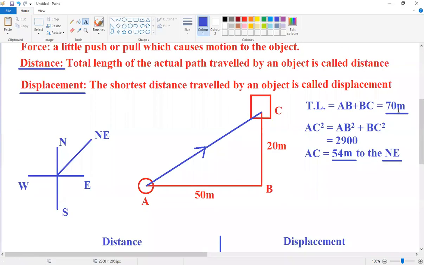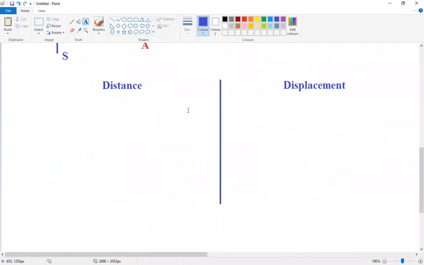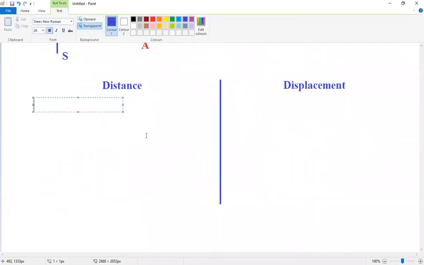But don't forget, both are measured in meters. The only difference is magnitude and direction. That direction only makes the difference between these two terms. So while differentiating, the first point will be the definition.